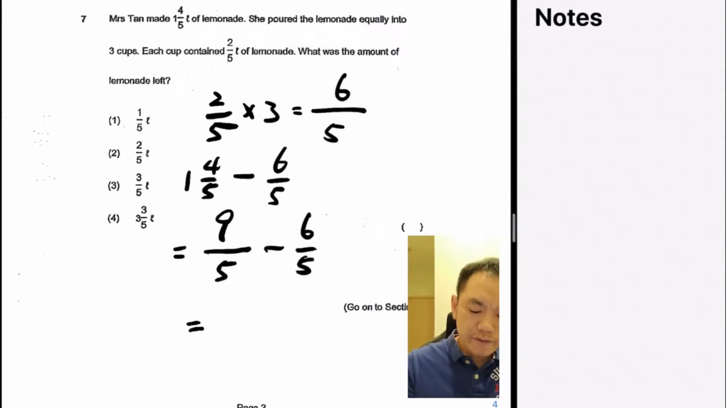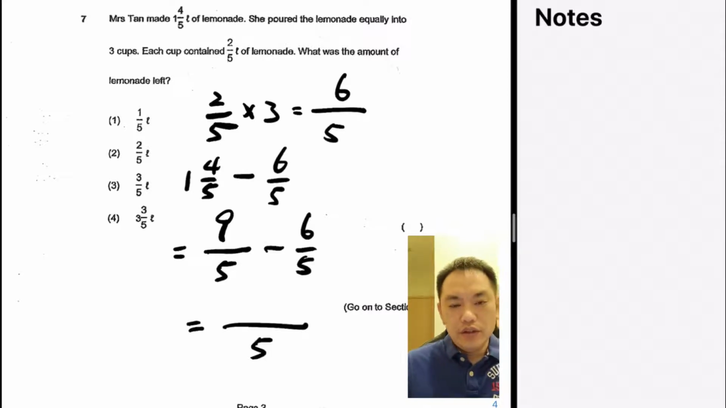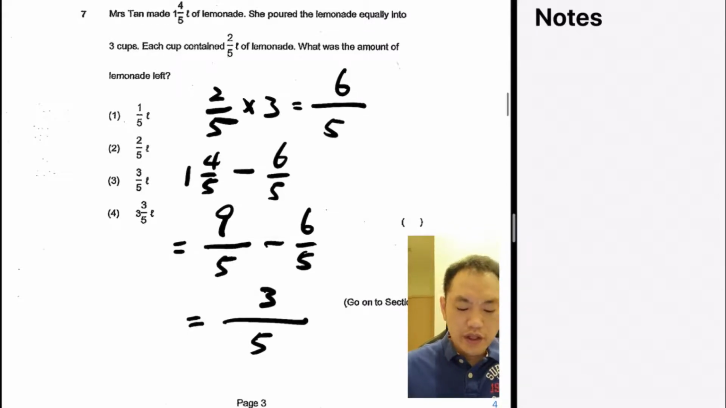So when you do the addition and the subtraction of the fraction, you keep the bottom as long as they are the same number, and then you do the addition or subtraction for the top. So in this case, 9 minus 6 equals 3. So the answer is 3/5. Answer is 3.